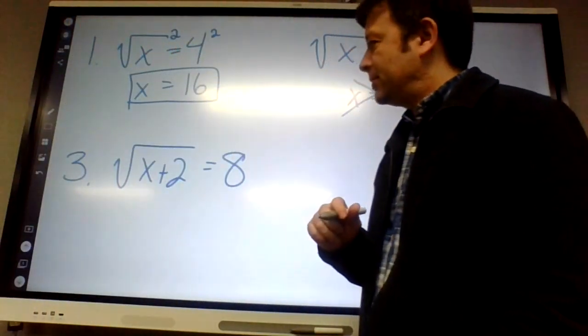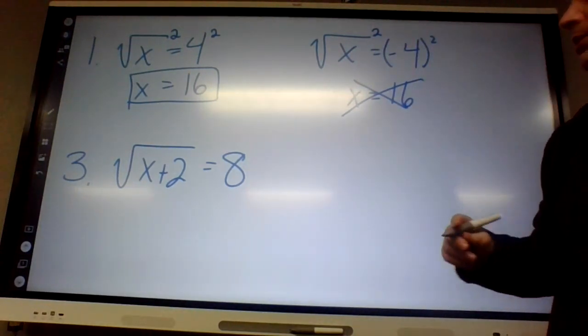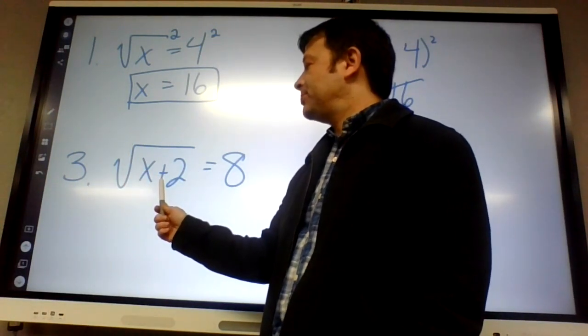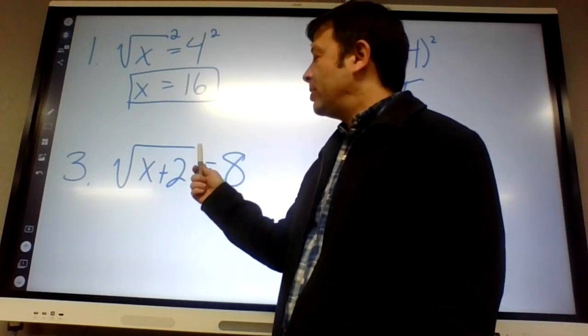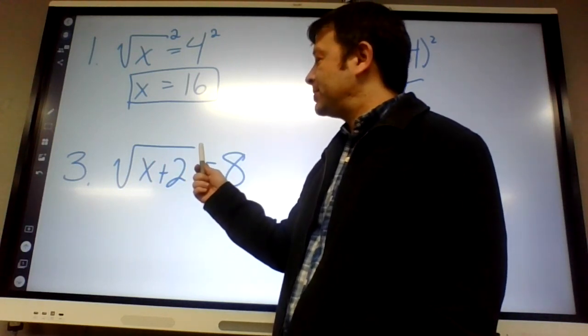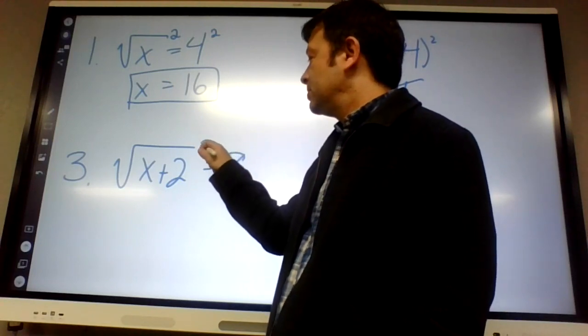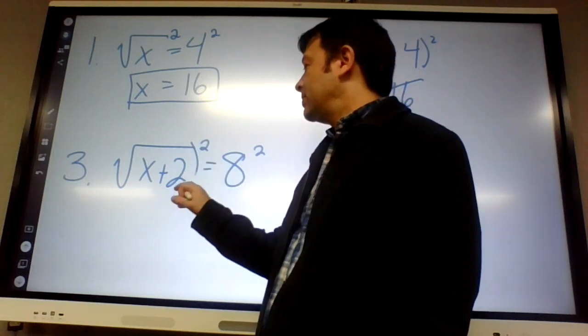Square root of x plus 2 equals 8. Alright, what do you guys think? Well, you have to subtract. No, this 2 is not just worth 2. It's part of the square root. So what we need to do first is actually get rid of the square root. So what am I going to do? Square it.